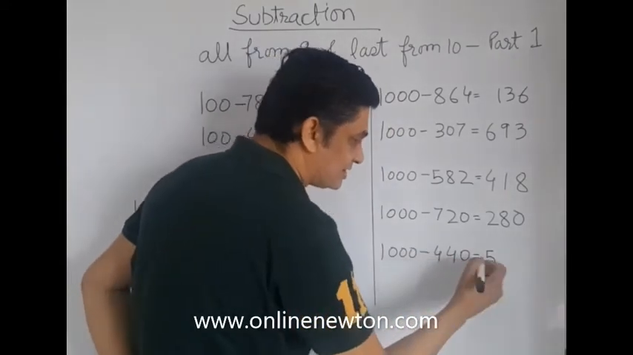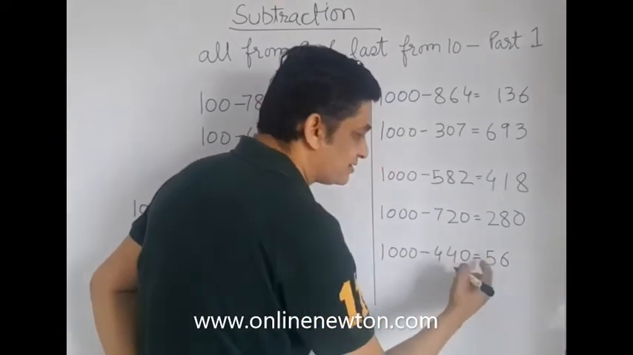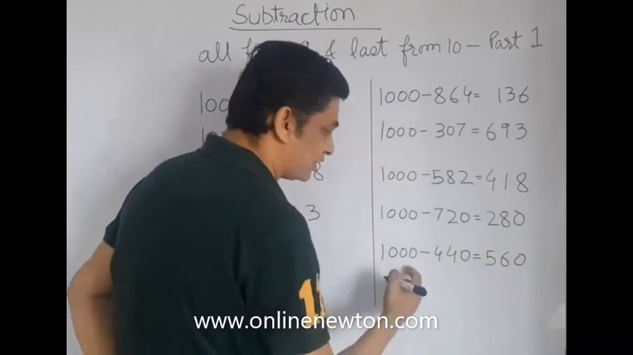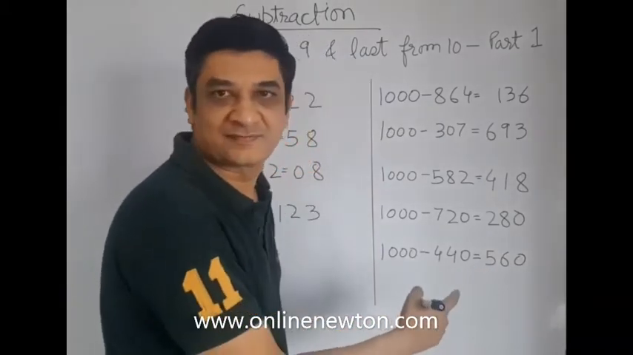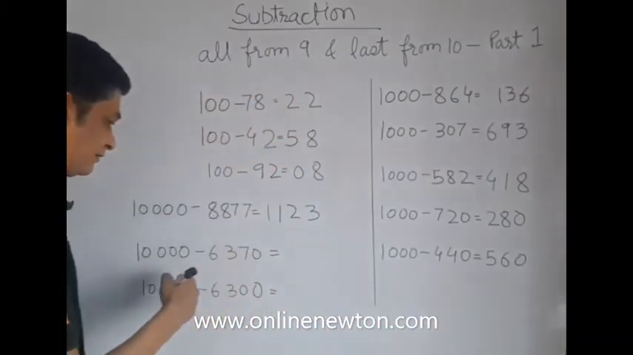10 minus 4 is 6, and this 0 we straight away put here. So 1000 minus 440 is 560. One more example like this.